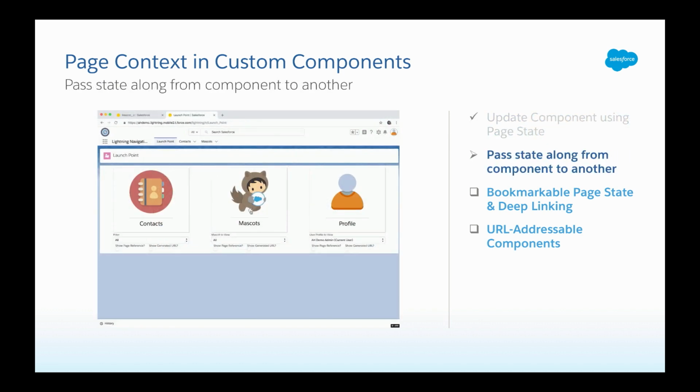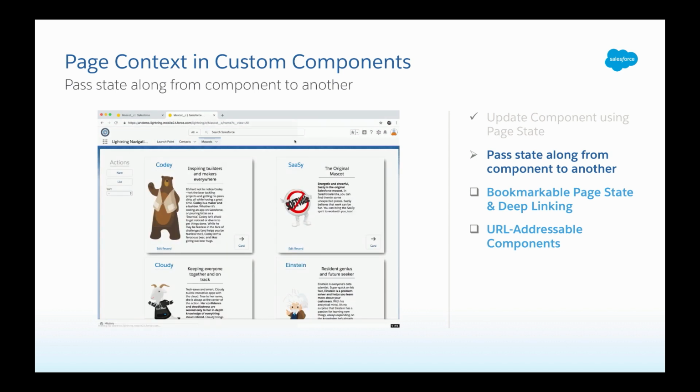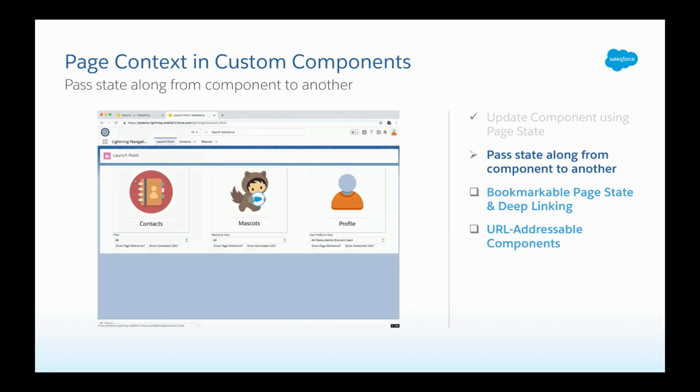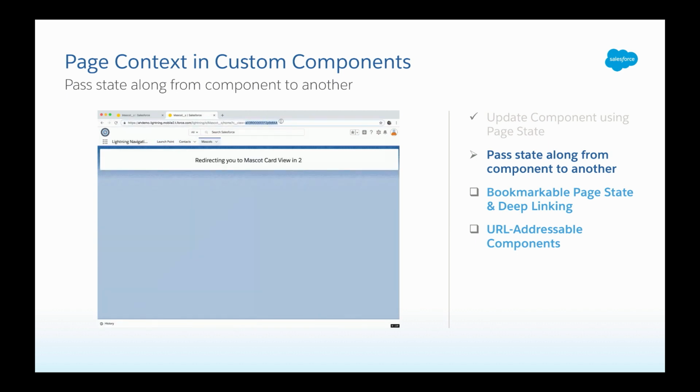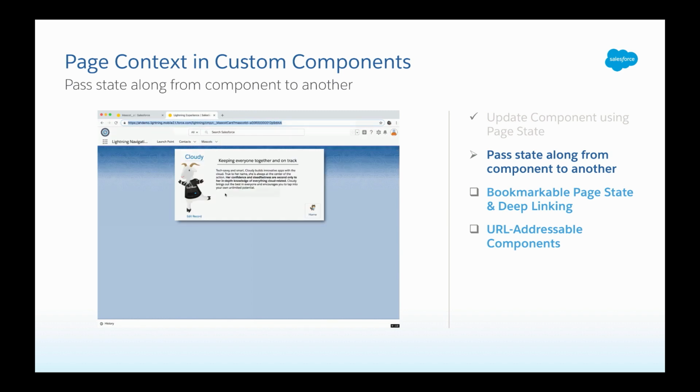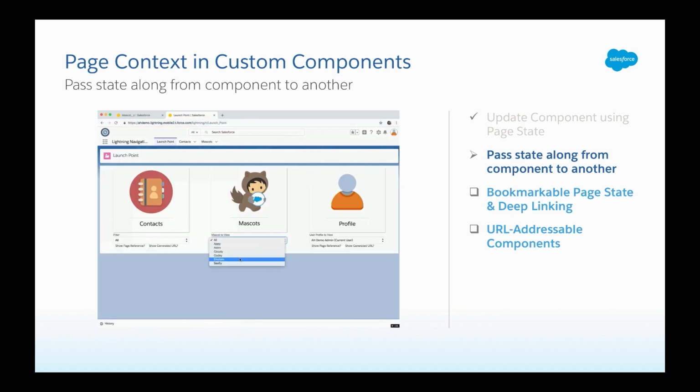You can also use this to pass page state along from one component to another. You can imagine this like in a wizard scenario. So if the user clicks on that mascot's card without changing that, it goes to the all view. But if they provide it a specific mascot, it goes to that mascot's view, and then it notices that it has a record, and then forwards it onto the card, so that the card can then display that.